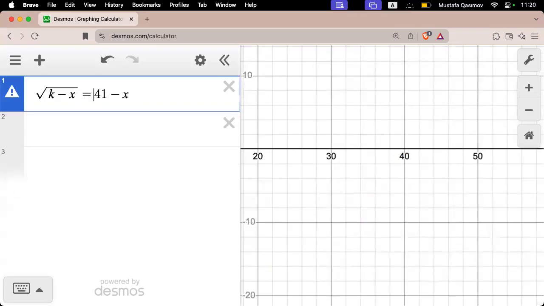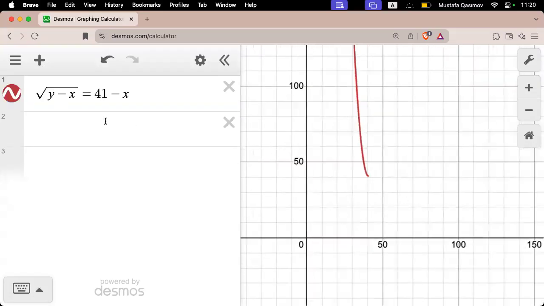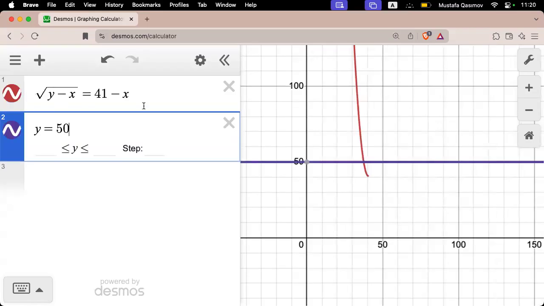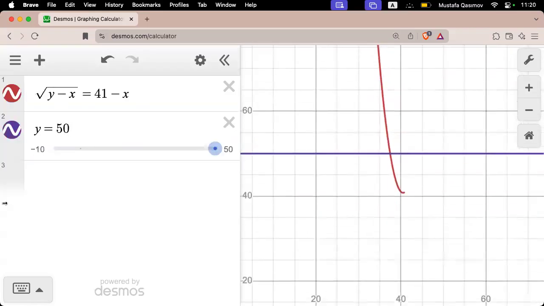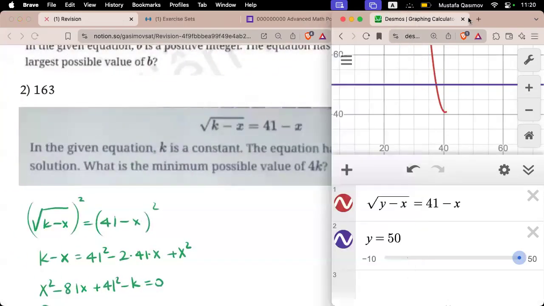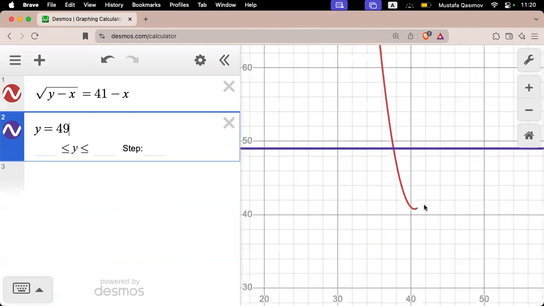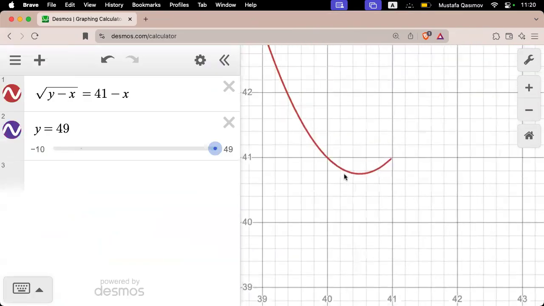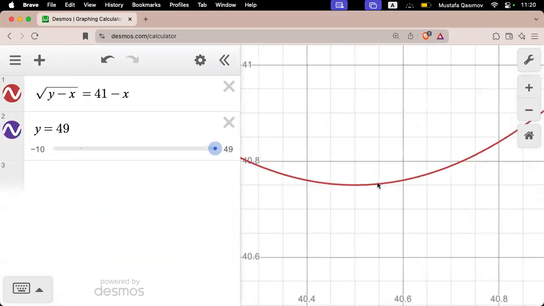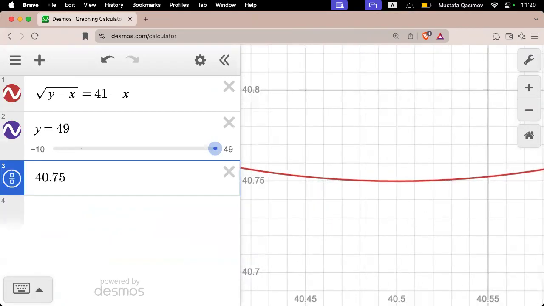It's better to write y instead of k. When you write y instead of k, you will get an equation like this. Okay. So when y is equal to, for example, 50, there is one solution. And the question asks about exactly one real solution, but it's a minimum possible value. So when you look at this graph, when you put here not 50 but, for example, 49, it will also be one real solution, right? So that's why we have to look here. You have to look at this point, let's say the vertex point or turning point. It is 40.75. It means that the minimum value of k is equal to 40.75, and when we multiply it by 4, we will get 163.